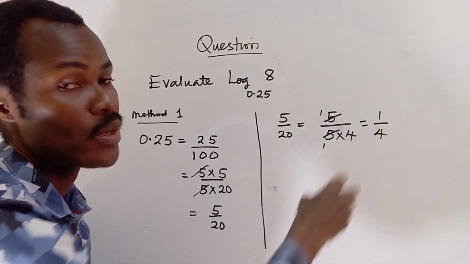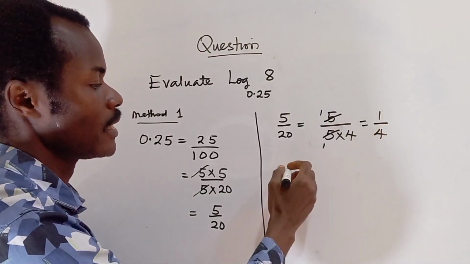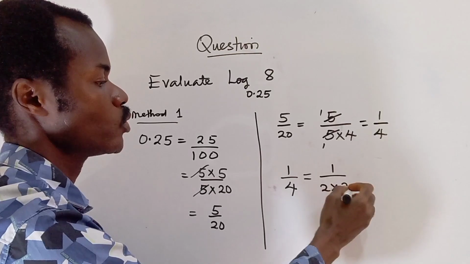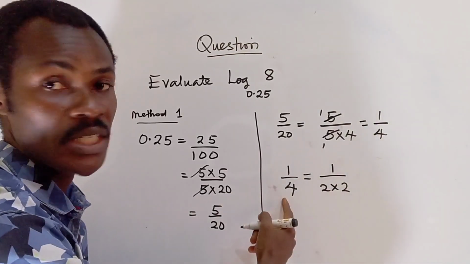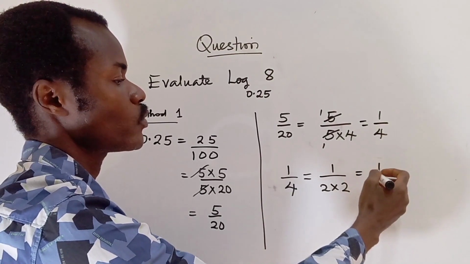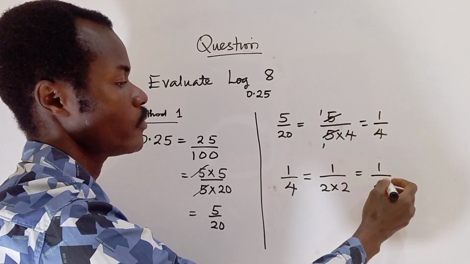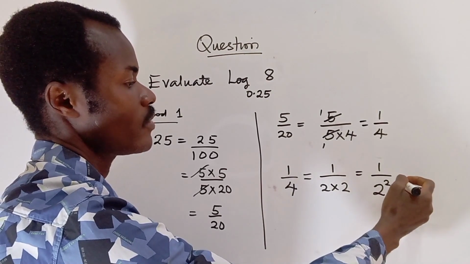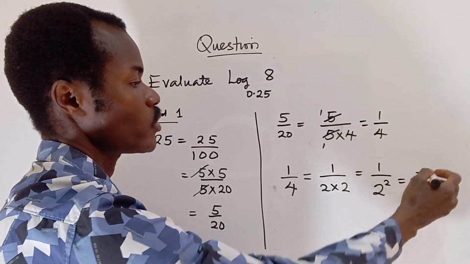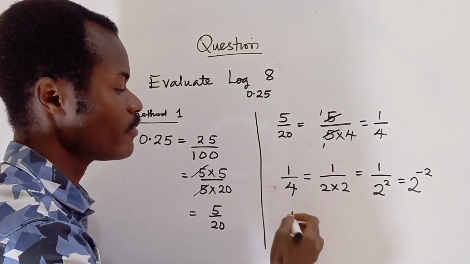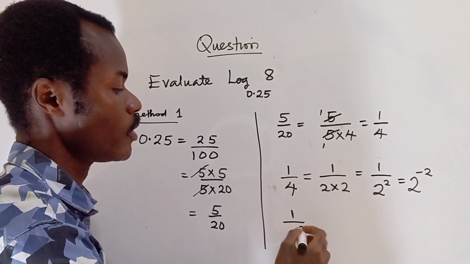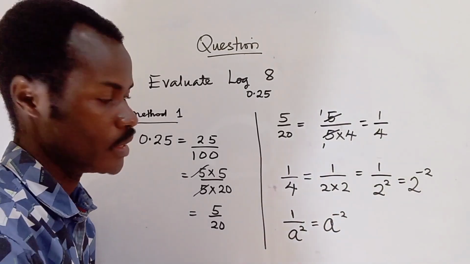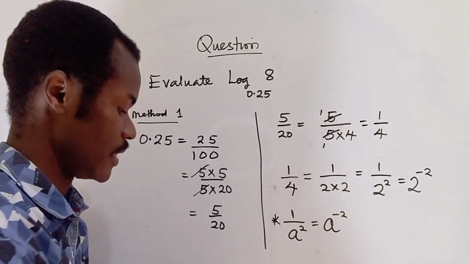We can still further do something here because I can see that 1 over 4, we can write this as 1 divided by 2 times 2. 2 times 2 means 4, which we can further write as 1 over 2 raised to the power of 2. Applying your law of indices, we can write this as 2 raised to the power of minus 2. Because if I have 1 over, let's say, a raised to the power of 2, we can write this as a raised to the power of minus 2. This is the inverse law of indices.